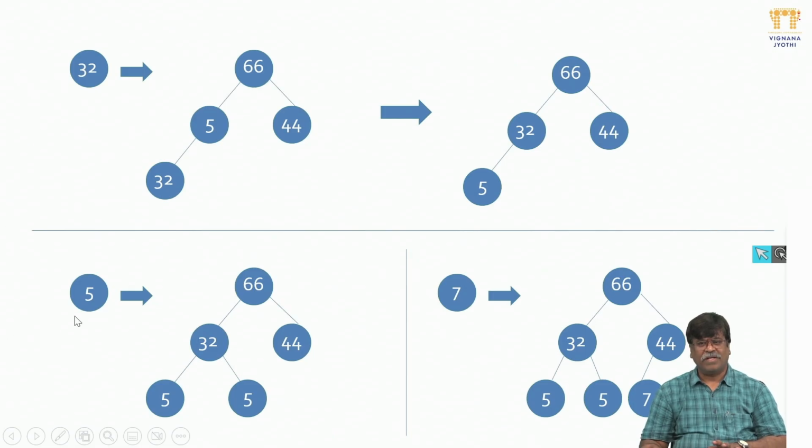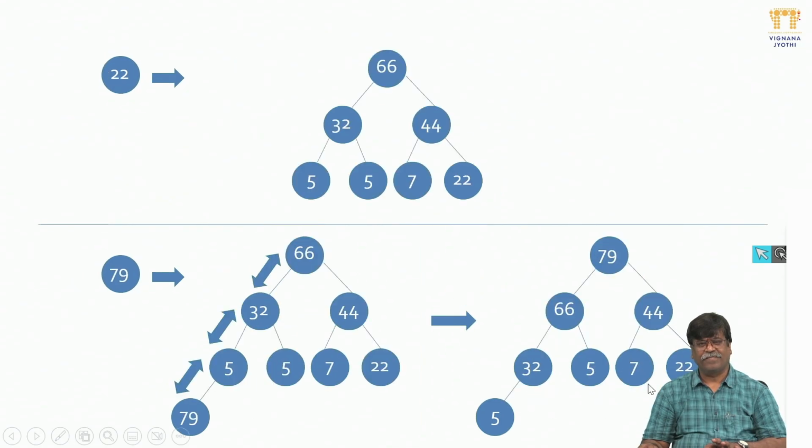Next, you insert the next element 5. Where do you need to insert this 5? As the right child of 32. For the right child of 32, insert 5. The left child and right child of this 32 are less than 32, so there is no problem. So this is the max heap. The next element 7 you need to insert. Where do we need to insert this 7? The left child of 44. So for 44's left child you can insert 7.